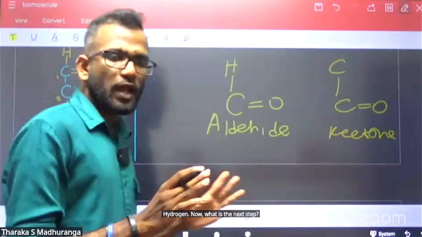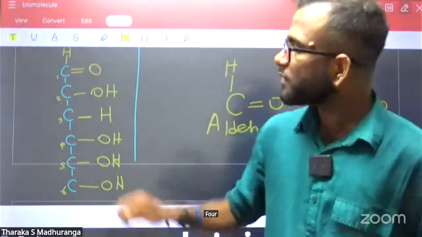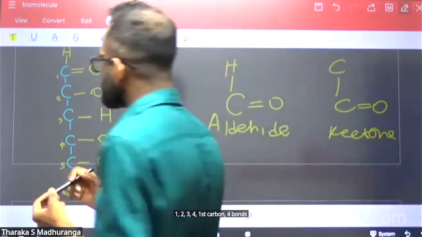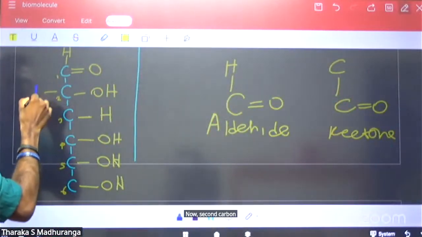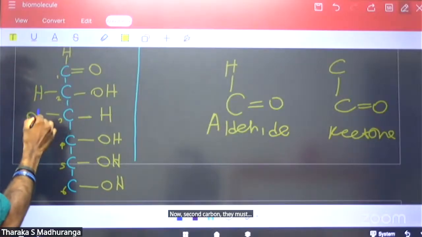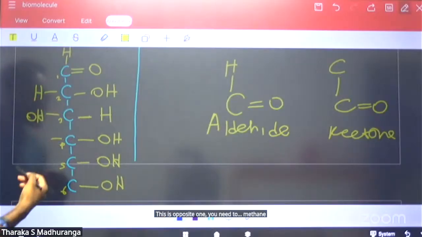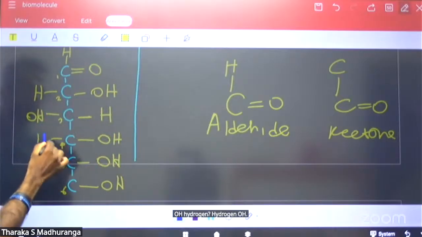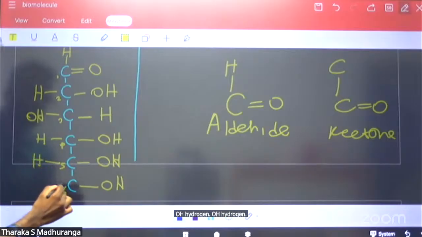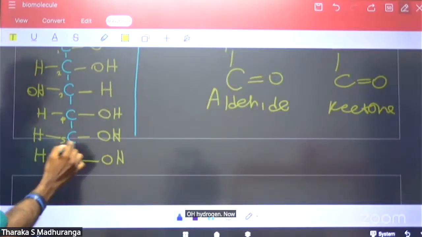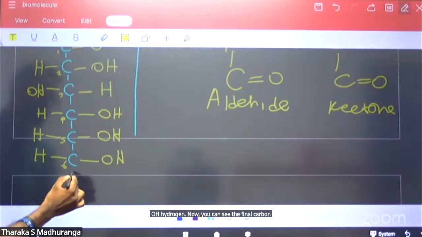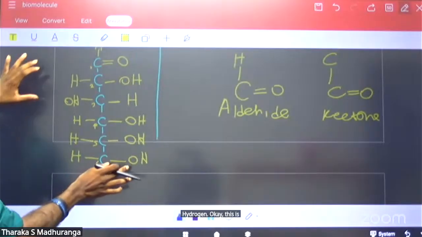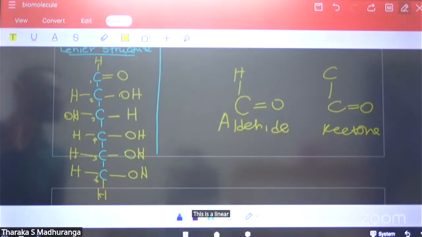Now what is the next step? All carbons should have 4 bonds. Now the first carbon: 1, 2, 3, 4. The first carbon has 4 bonds completed. Now the second carbon, this is the opposite one, you need to put the opposite. OH hydrogen, hydrogen OH, OH hydrogen, OH hydrogen. Now you can see the final carbon is still not completed. Therefore, we can add another hydrogen.